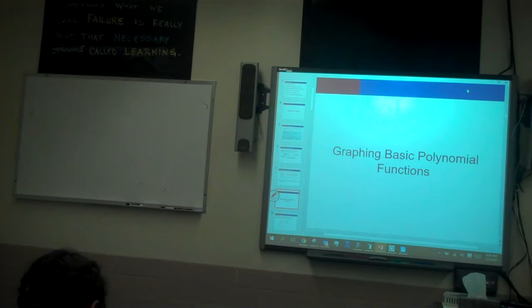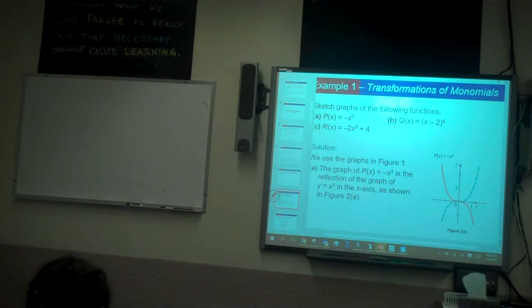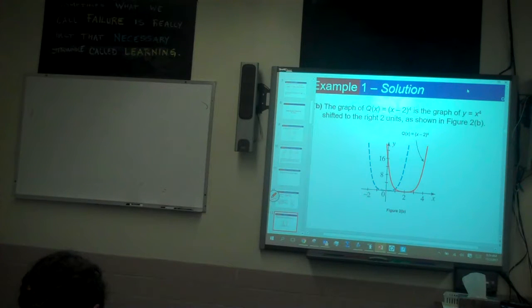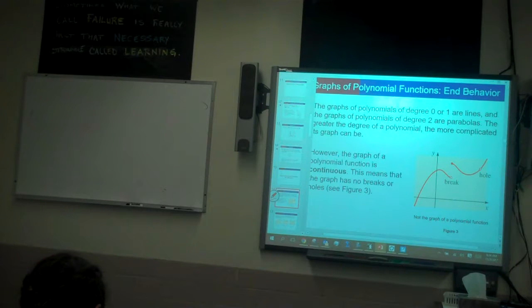I'm going to skip over some stuff here. I added these to the PowerPoint a couple of years ago. I just talked about transformation, which we've talked about in the past, so I don't want to do that right now. I want to talk about what we call end behavior of polynomials. End behavior is what the graph is doing when x gets really, really large or x gets really, really small.